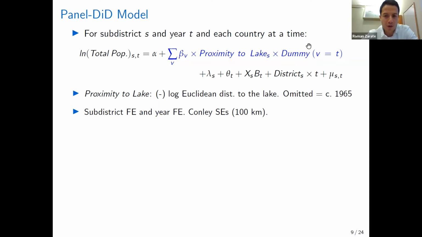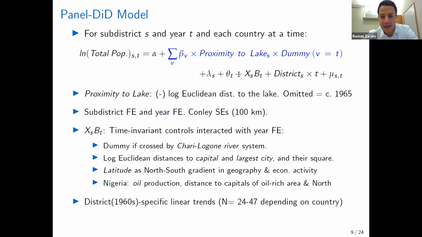And then we're going to interact this with these time dummy variables that is going to give us the effect of the lake after the lake started to shrink. We're going to include subdistrict fixed effect, time fixed effect, and we're going to include an interaction of a subdistrict characteristic interacted with time fixed effect to control for different variables.